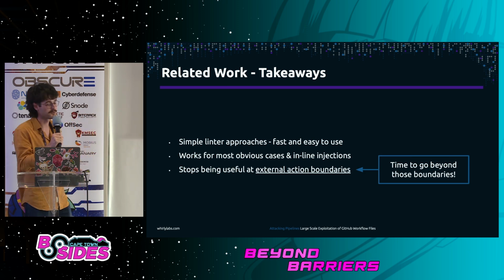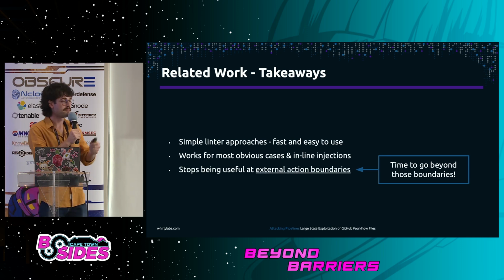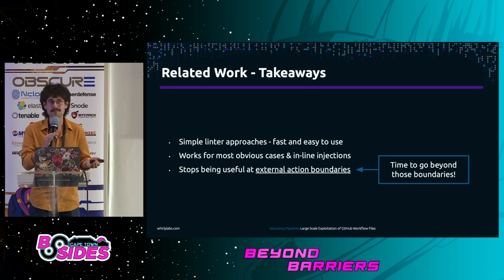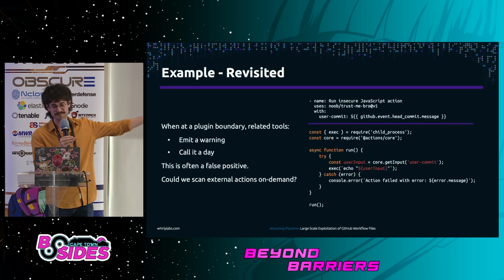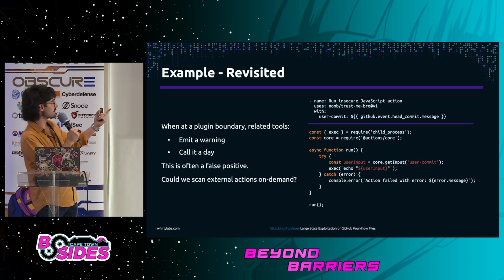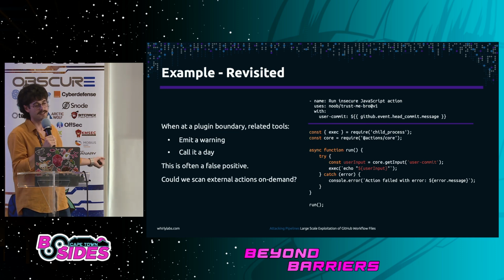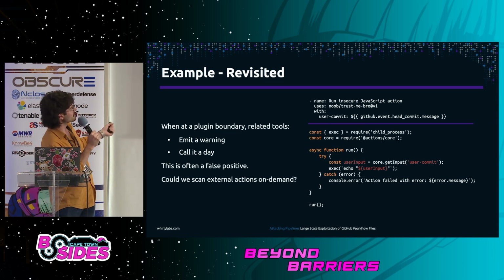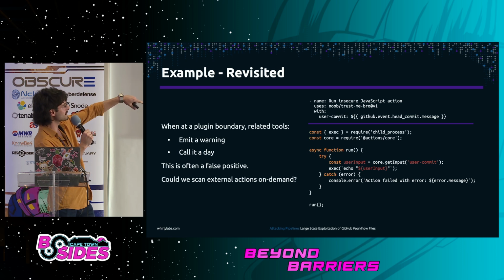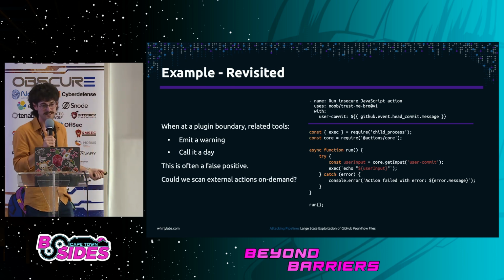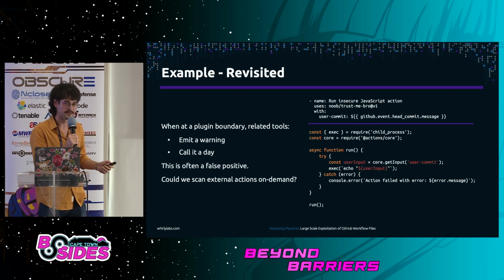So what we decided to do was to add a way to pull those actions and analyze them on demand and put them back into the analysis. So the theme of going beyond the boundaries, that's where it is. So let's revisit this JavaScript example. Sometimes I call it a plugin, sometimes I call it external action, but related tools will just say, you've put something, the GitHub event head commit message, in an input to some external action. You probably shouldn't do that. You should probably sanitize that and call it a day. But there's a lot of room to improve on that.